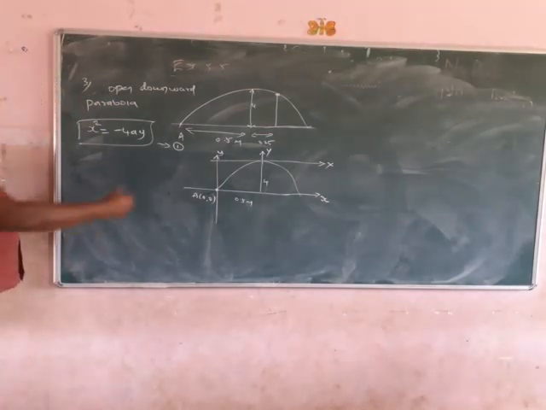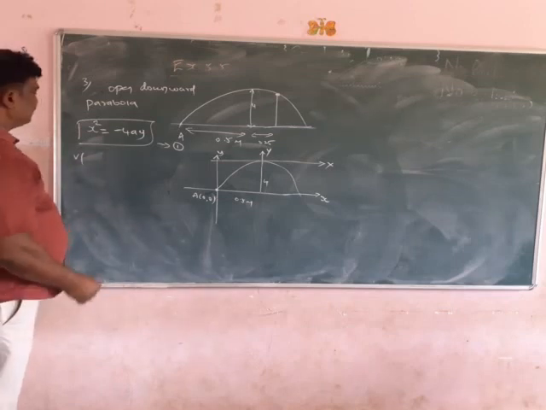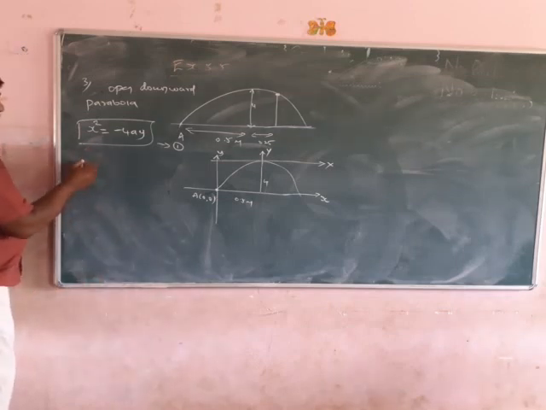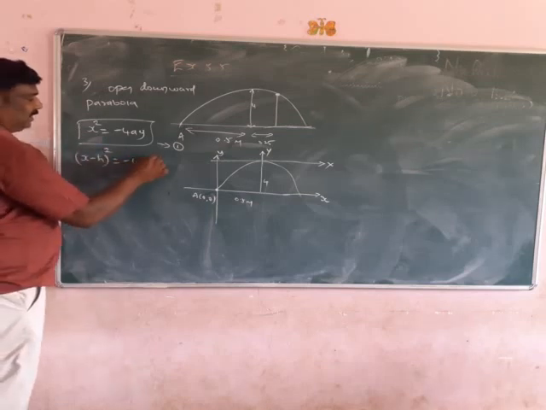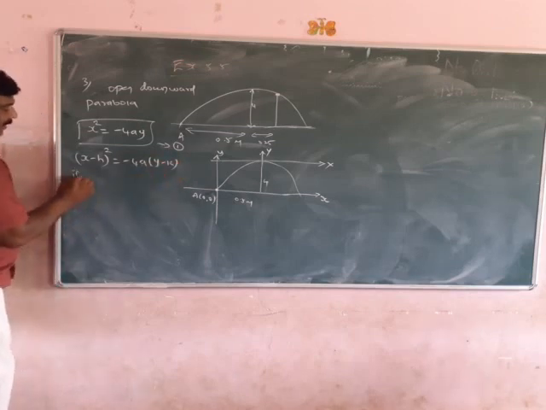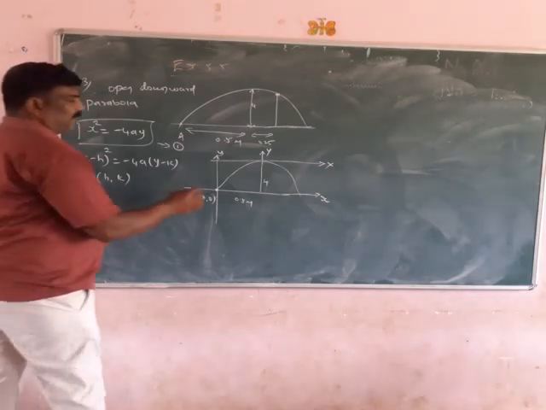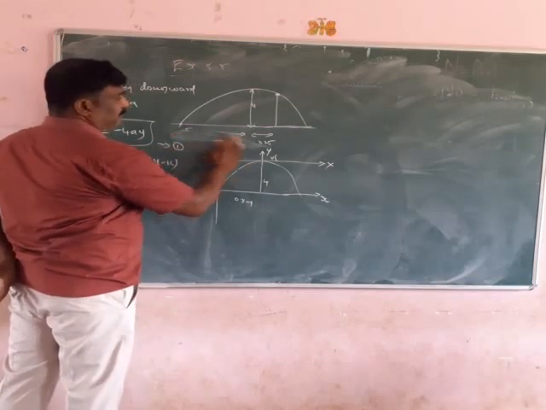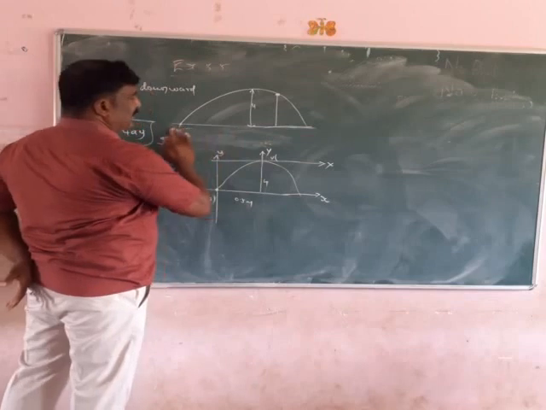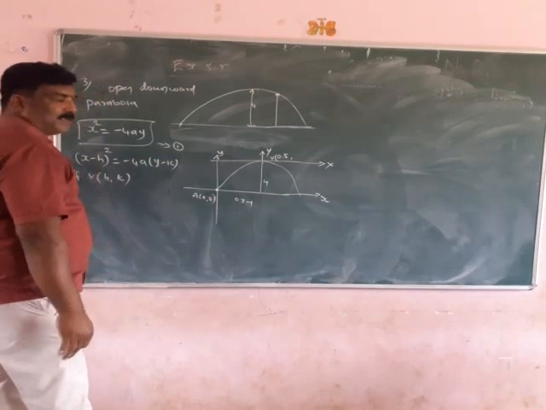Understand or not? It is a general equation. If the vertex is not at the origin, we convert the equation like this: x minus h the whole square equal to minus 4a into y minus k, where the vertex is h comma k. First of all, we need to find the vertex. The vertex is 0.5 comma 4, that is 0.5 meters and height of 4.